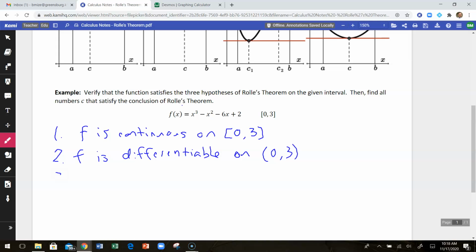The third thing that I have to do is figure out the y values at the endpoints of my interval. So what is f of 0?